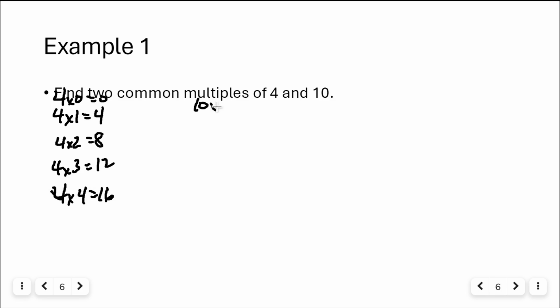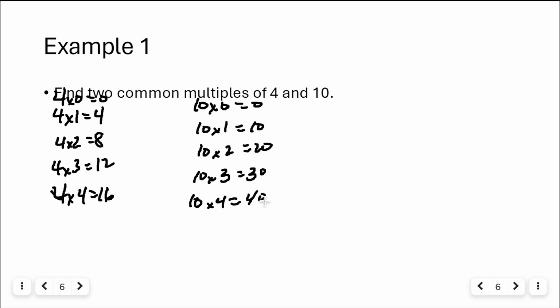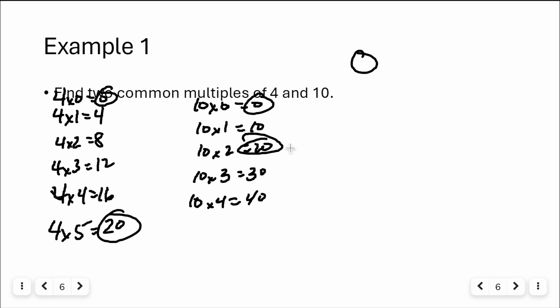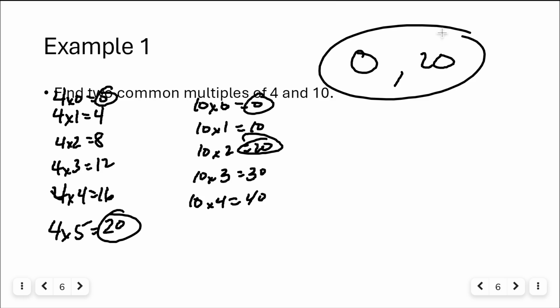All right. And then if we have 10 times 0, that's 0. 10 times 1, that's 10. 10 times 2, that's 20. 10 times 3, that's 30. 10 times 4, that's 40. Okay, so 0 is a common multiple, right? Shows up for both. And then another common multiple, we don't have any here, 4, 8, 12, 16, 10, 20, 30, 40. But if we multiply 4 one more time, 4 times 5 is 20. There's a common multiple. Both of them multiply and get 20. So 0 and 20 are both common multiples of 4 and 10.